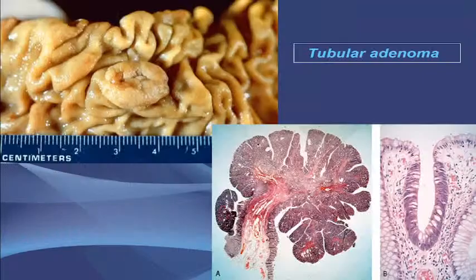So here is a tubular adenoma. Okay, this one looks kind of sessile, doesn't seem to have much of a stalk. But this one in this photomicrograph has a long pedicle or stalk, and then the surface is lined by a mucosa that has lots of tubules or tubula.